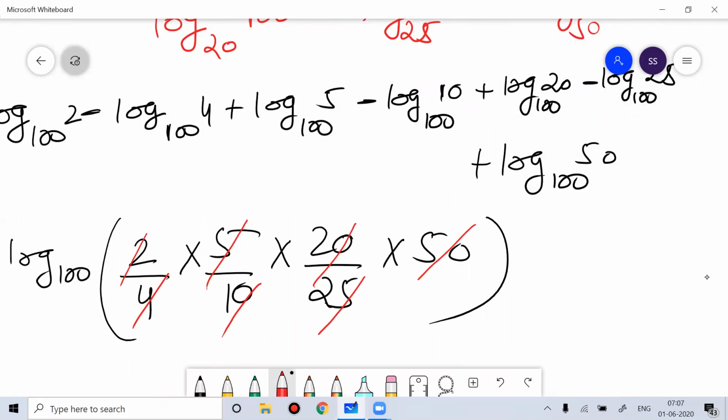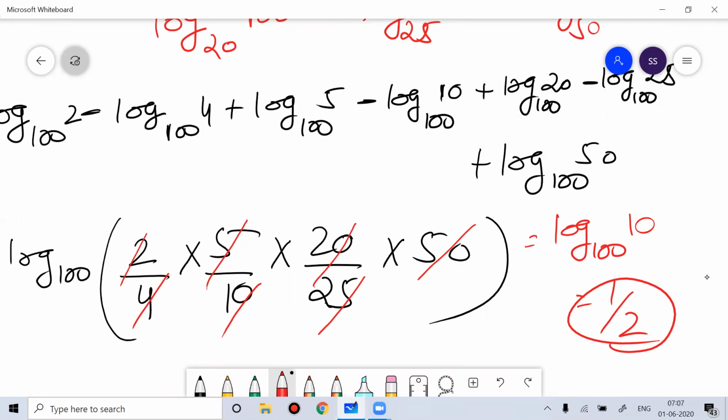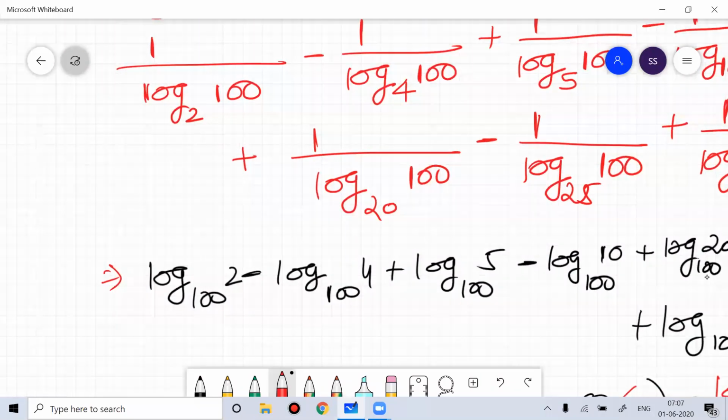So 1 by 2, 1 by 2, 4. 20 divided by 4, 5. 5 by 25, 1 by 5. 5 into 10, this is 10. Log base 100, this is 10. This will give you the answer in 1 minute. That is the answer. Nothing was required to solve this question.